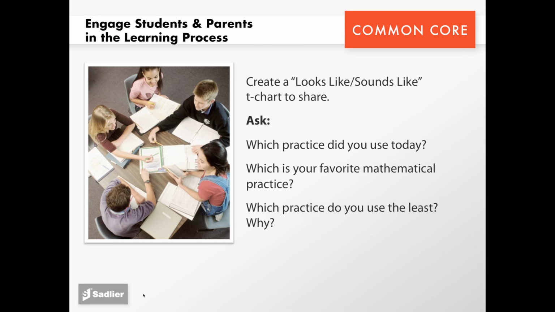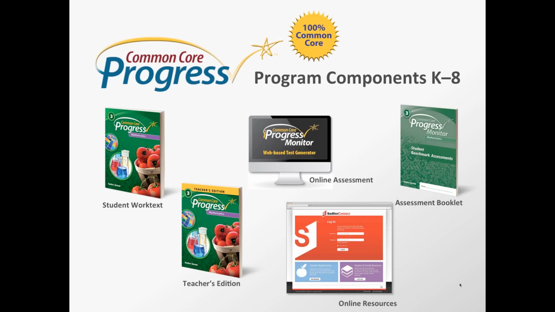Let's post the 8 standards for mathematical practice so students become familiar with the language and start using it naturally, and it's a part of their learning process.